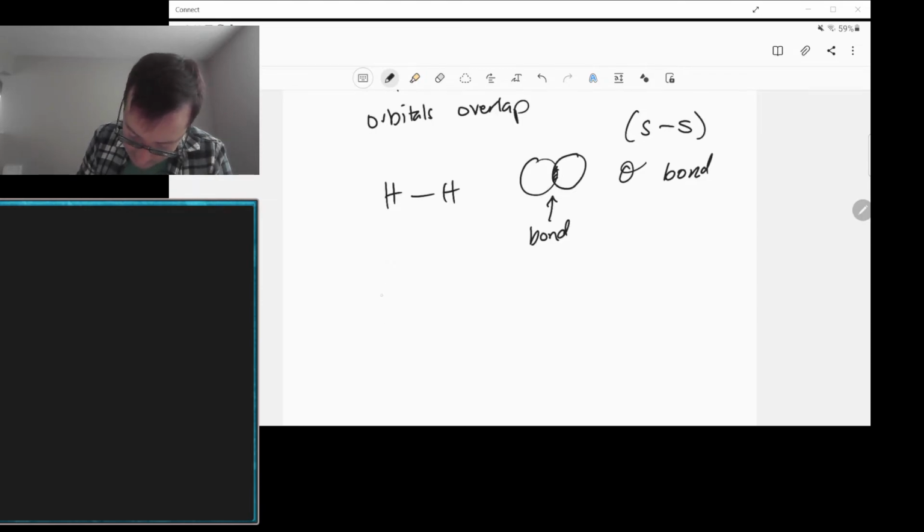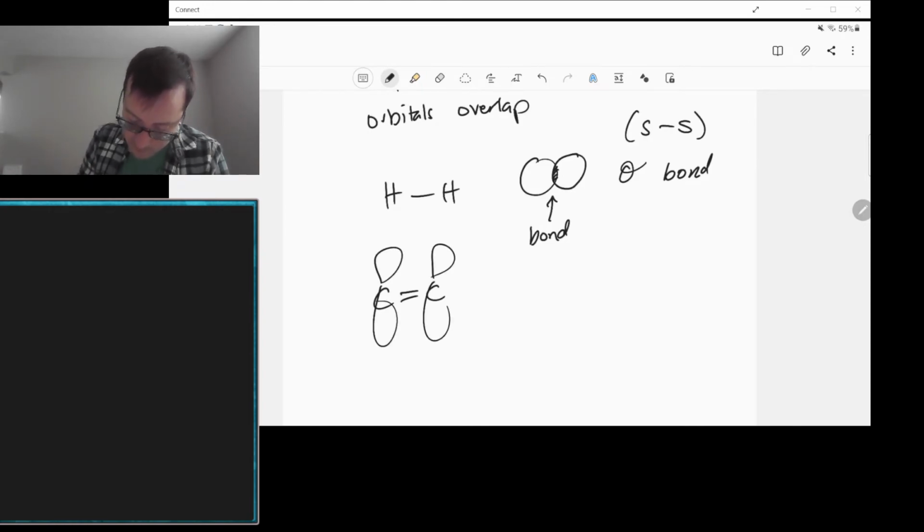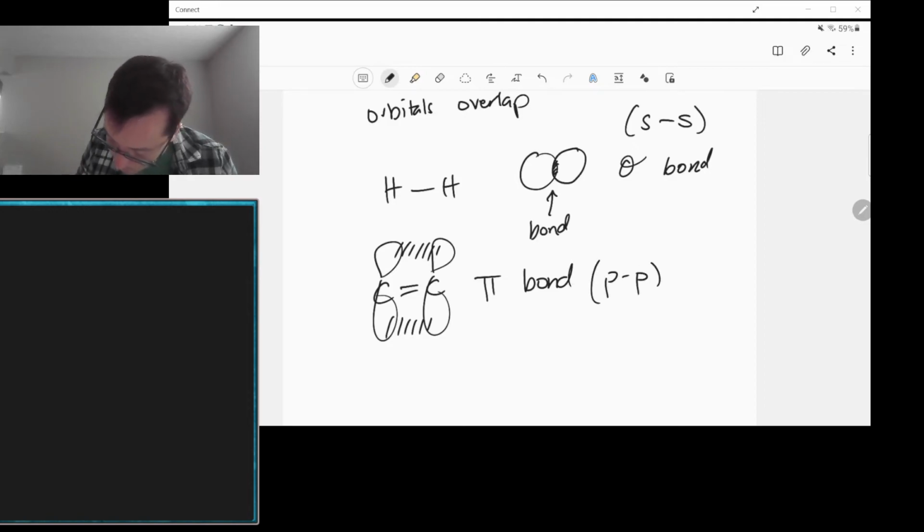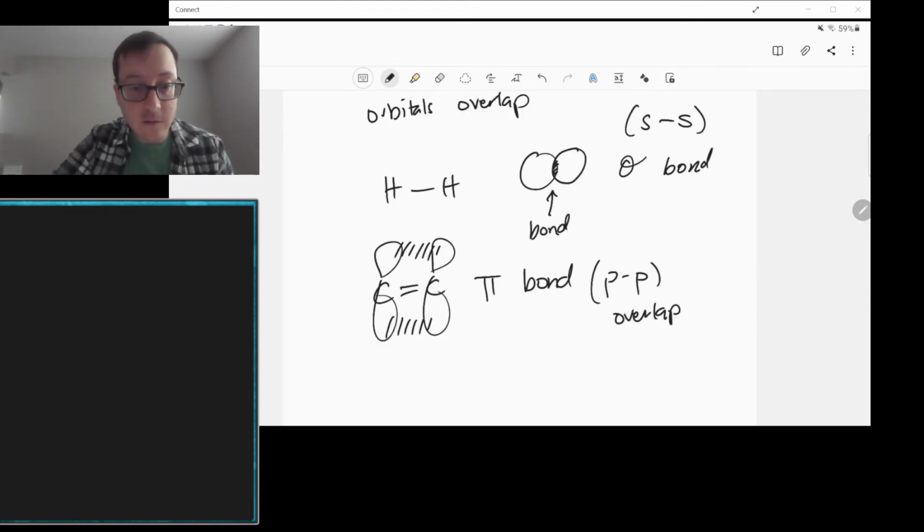let's take a look at something like this. When p orbitals overlap, they don't really overlap as nicely. They kind of bend their lobes towards each other. I'm going to show you on Google because I'm a terrible artist for this sort of thing. That's what's called a pi bond. And that's when 2p orbitals overlap.